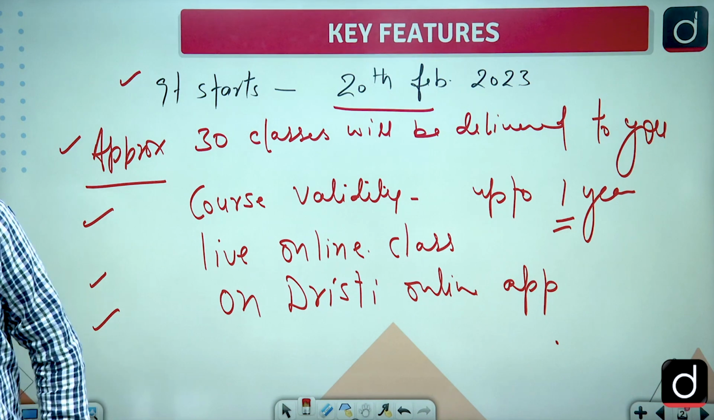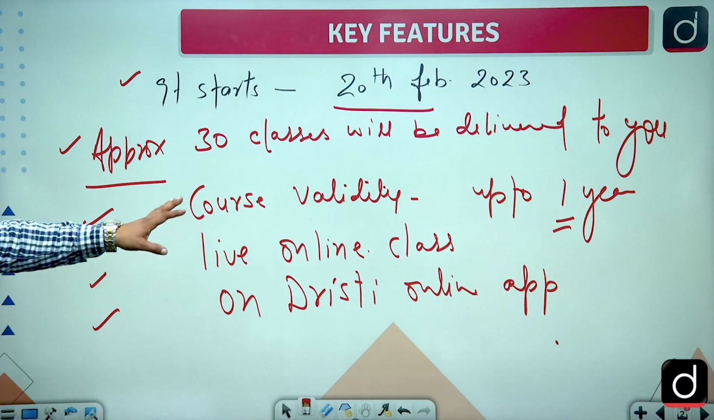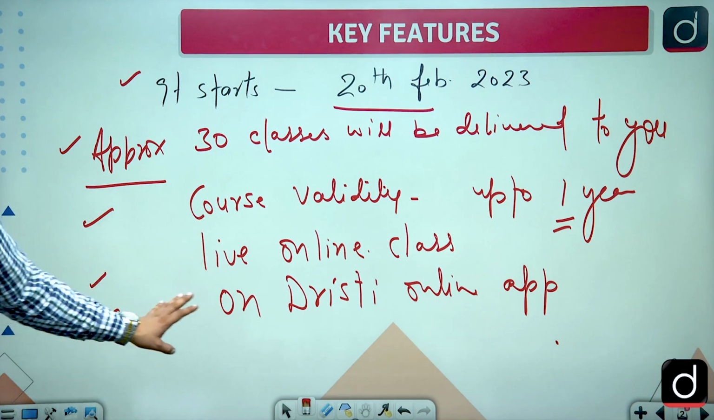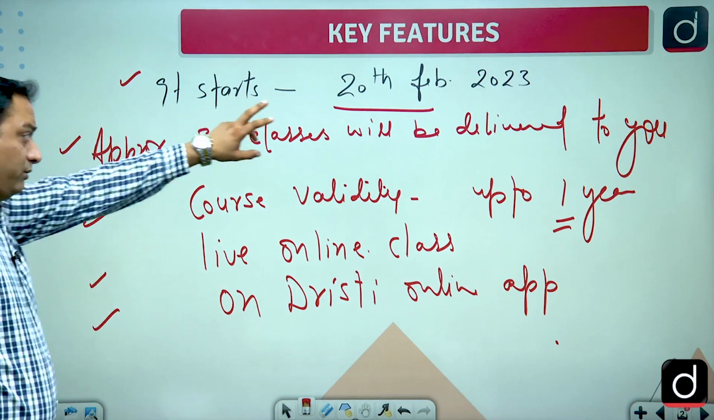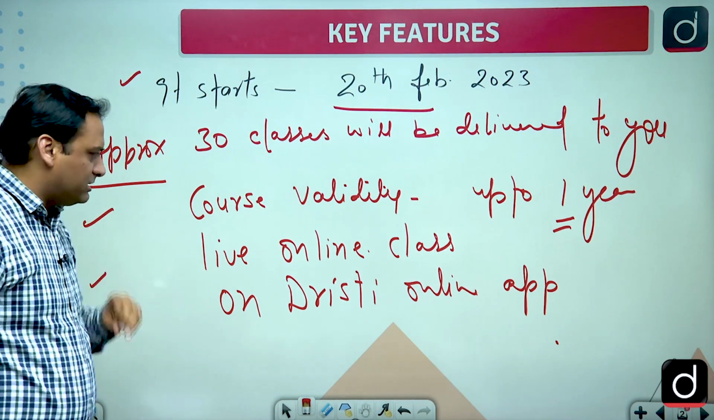So 5 things are there. After that, some more things are also there, and we are going to discuss them again. But please focus on these points: 20 Feb, then 30 classes, then course validity of 1 year, and live online classes on Drishti.